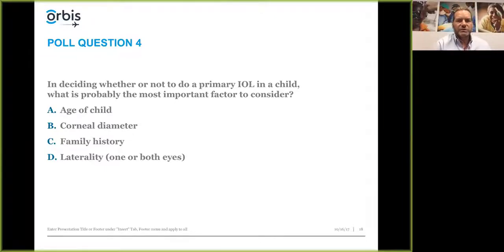As we look at this case, we decide how we're going to approach this. What's probably the most important factor from what we've been presented so far? Is it A, the age of the child, or is it the corneal diameter, which I don't know that we saw anywhere yet, family history, or is it laterality? Which of these, when you're trying to decide whether or not to put a lens implant, is probably going to be the most important thing? All of these more or less have a little bit of impact, but what do you think is the most important? So let's look at what our survey shows us, our results here.